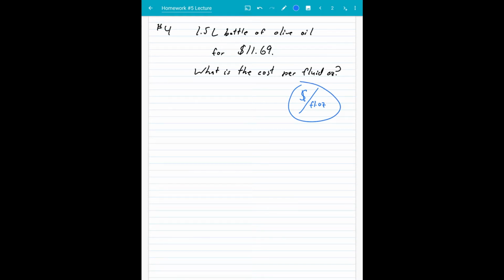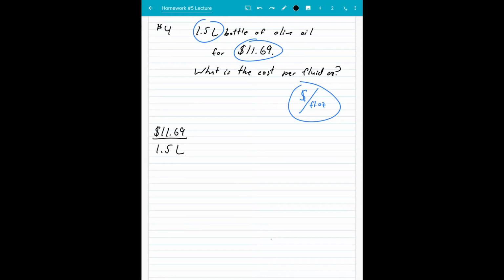We're currently given dollars and a volume. Remember, this is dollars over a volume. So our initial number we want to set up as money over volume. So we'll say $11.69 over 1.5 liters. We set our rate. Now it's a rate, again just like last time, because it's two different units of measurement.